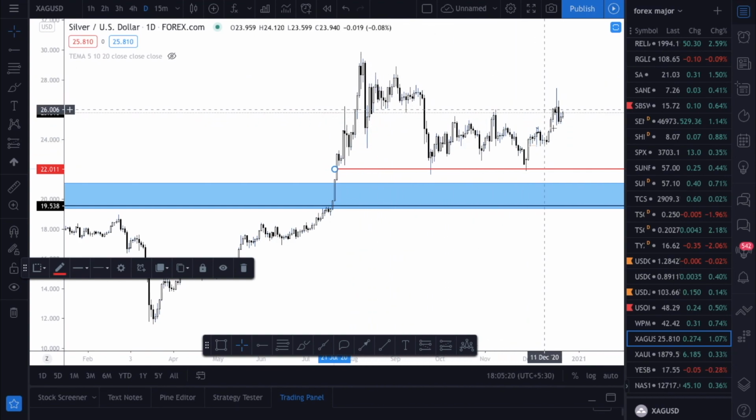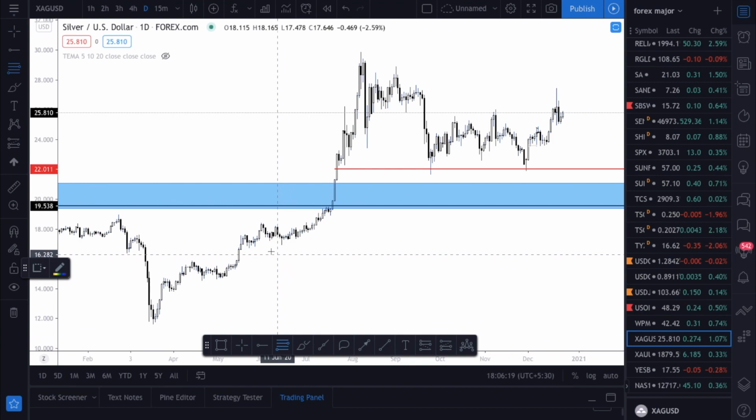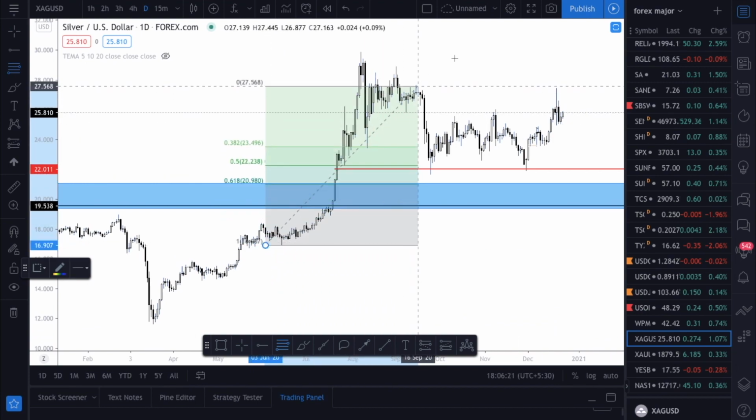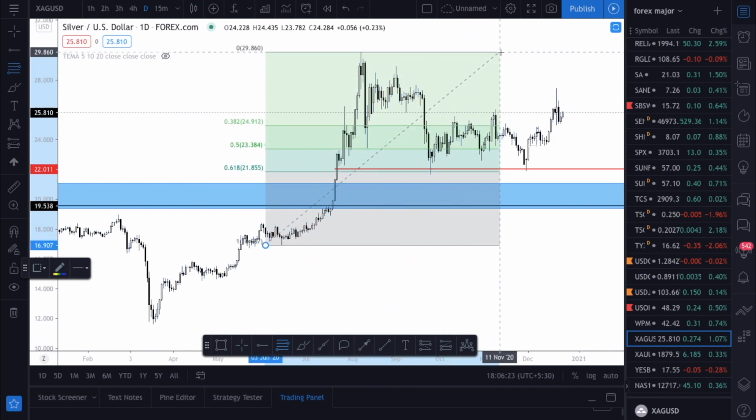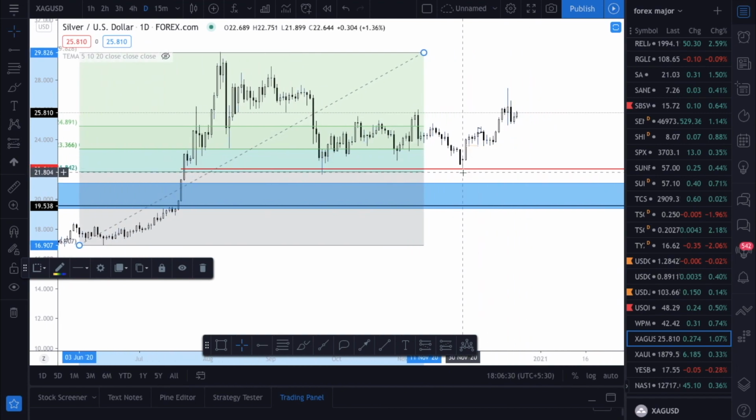Like this as a whole is a correction, and then there are small impulse, correction, small impulse, and then small correction. So the next thing which I did was I connected the swing low to the swing high. So in this case, let us say this was the higher high, higher low, higher high, then higher low, then a higher high. So we will connect this higher low to the higher high.